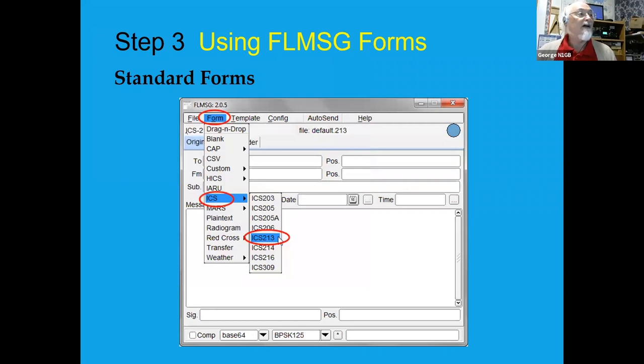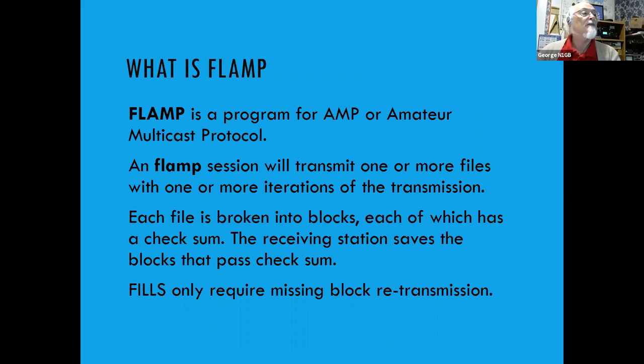So FLAMP is an Amateur Multicast Protocol. It will transmit one or more files, and it allows iteration of fills rather than having to repeat the whole message. In the case of FLMessage, if there had been an error anywhere in the message, you would have had to repeat the whole message to get it accurate. In the case of FLAMP, it's going to break the transmission into blocks, and the receiving station, if it misses a block, can request just that one block to be sent, and we'll try to demonstrate that this morning.